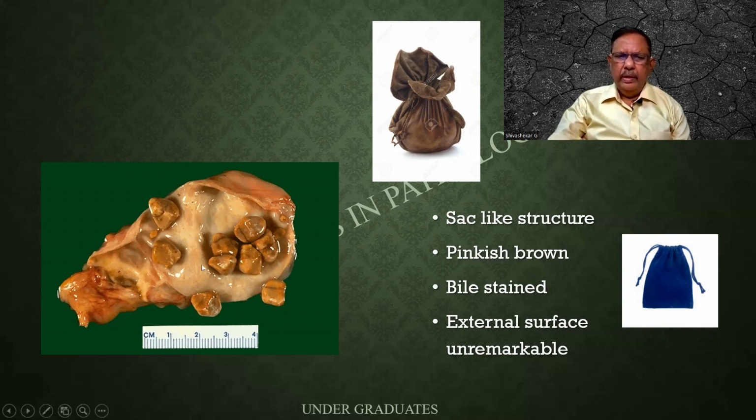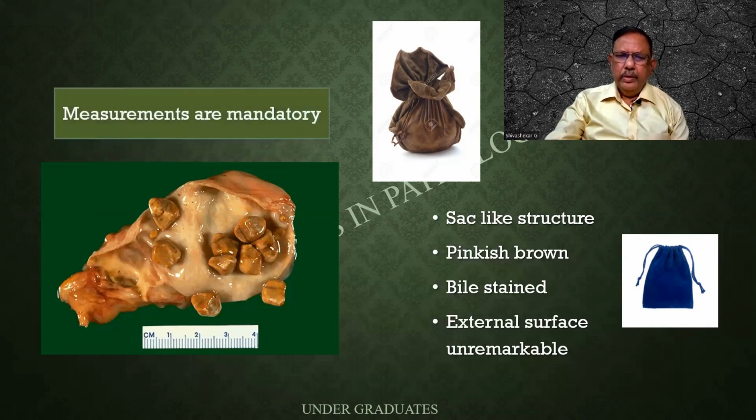There are multiple stones which are here, and when we observe, I find that they are having flat edges. My professor used to say that because of constant friction, they become flat or faceted, just like the edges of a diamond. So measurements are mandatory. The measurement of the gallbladder, measurement of the stone, and probably if you can count the number of stones. Too many, you can mention an approximate number.